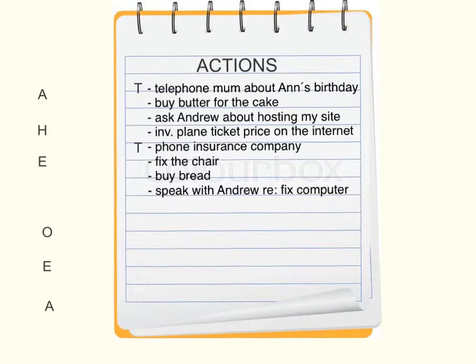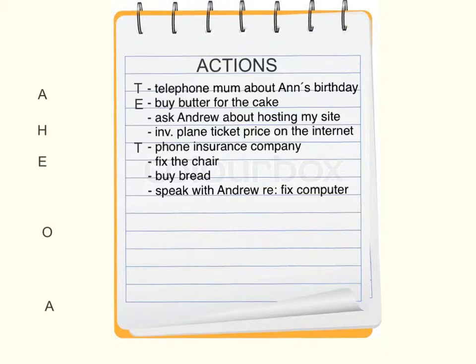Then next one is buy butter for the cake. That you could name the context as errands. So you assign an E to errands. This you can do as you would like. You put the names that you would like. What I want you to learn is the system, the principle. The principle is that you assign a context to every action, so that you can sort it out very easily with your eyes.